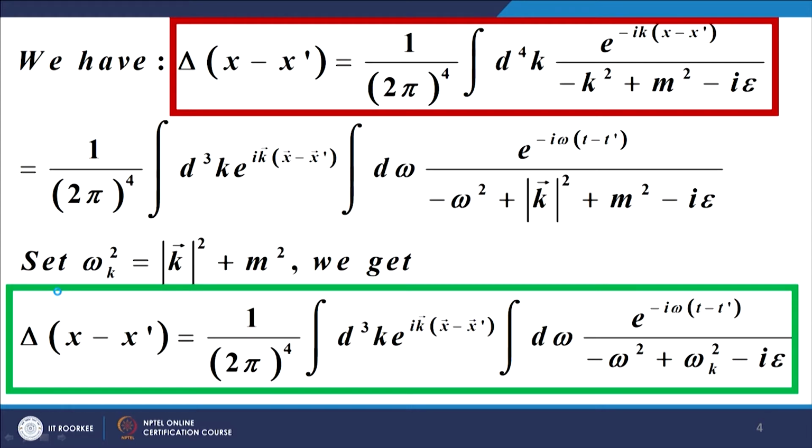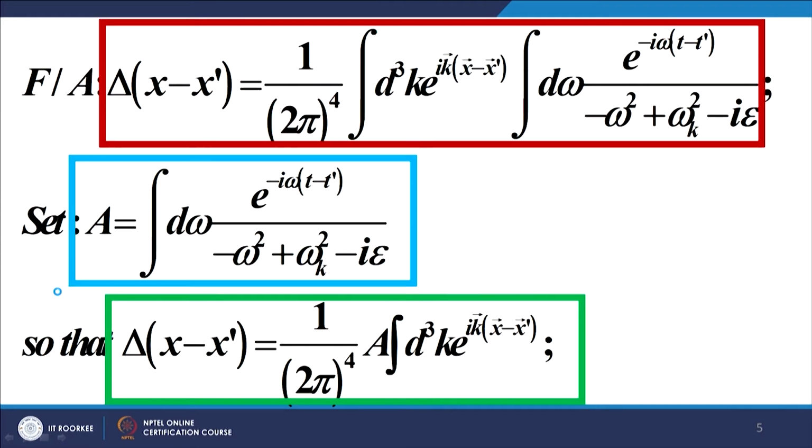We introduce omega k squared equal to mod k squared, that is the space-like part of the wave vector, plus m squared, and we write this as omega k squared. Using this expression, we write k 0 as omega, and k 0 squared as omega squared, and this gives the expression in the green box. This is what is brought forward from the previous slide.